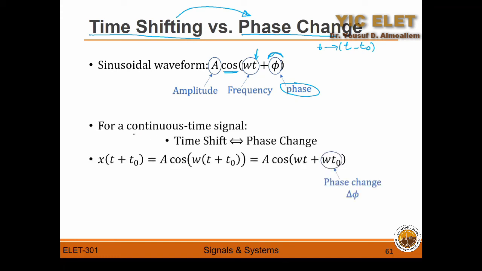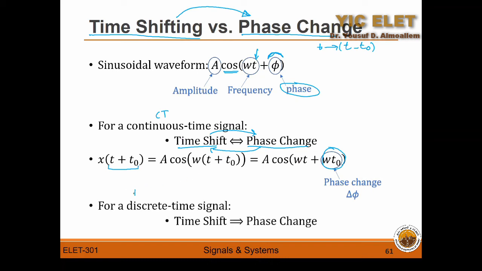For continuous time signals, for CT signals, time shifting always corresponds to a phase change. So this is always true. In contrast, a phase change will always cause a time shifting. If we do a time shifting, the phase will of course change. There's no way around it. And if we do a phase change, of course we can convert it to a time shifting.